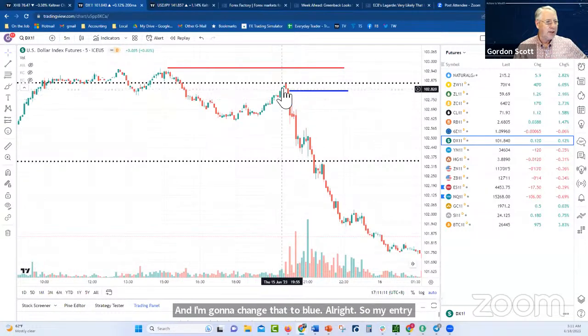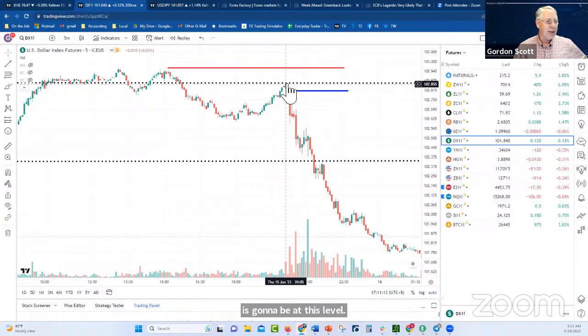Why? Well, because once I see, oh, it hit that, starts coming down, and then I see the next candle shows a little bit of follow on, right?